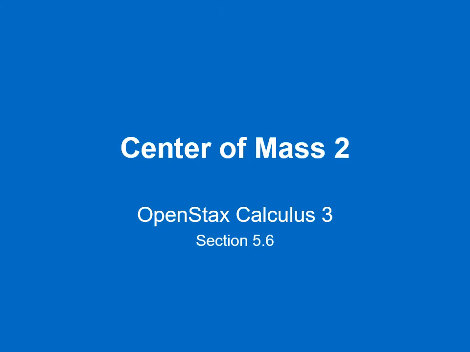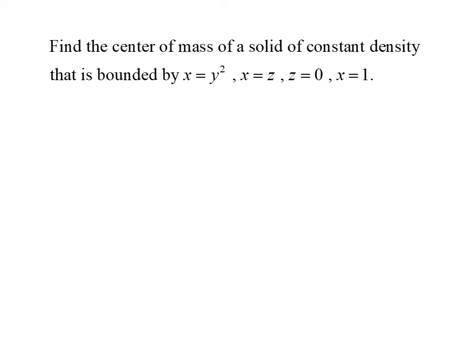The second part of section 5.6, we want to take a look at the three-dimensional version of centers of mass, moments, and inertia. We'll go through this example. The formulas are much like what they were in 2 dimensions, and we'll begin by drawing off the region in Maple.